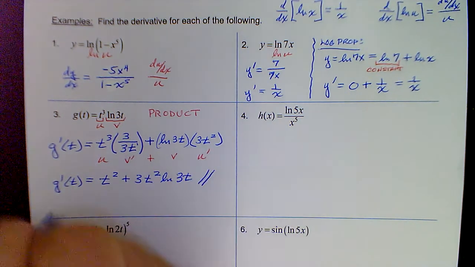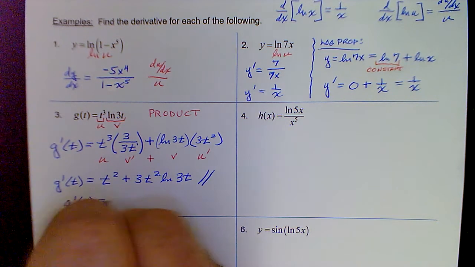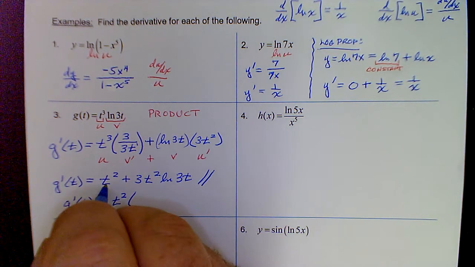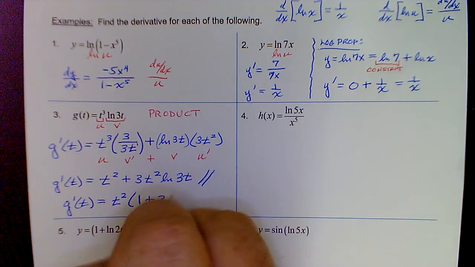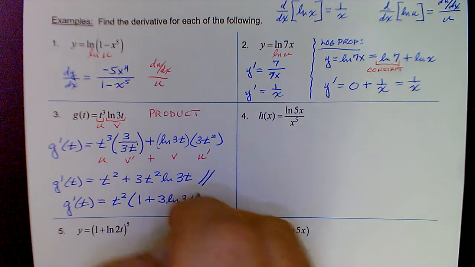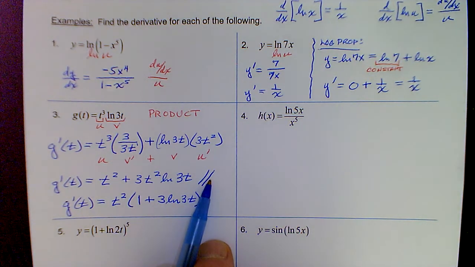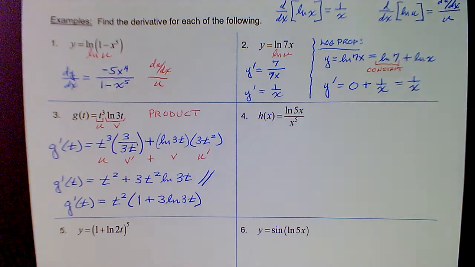You could stop right there, but if you wanted to go further, the greatest common factor is t squared. You could factor it out, and to get the first term we need a 1, and then plus to get the second term we need 3 natural log of 3t. So again, double bars mean you could stop, you get full credit. If you want to do the extra factorization, make it look prettier, that's fine.